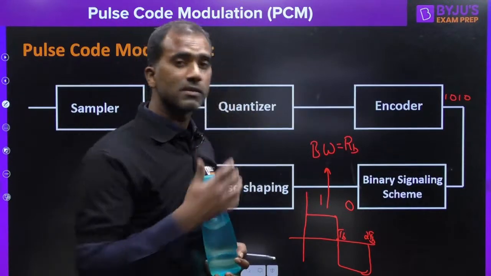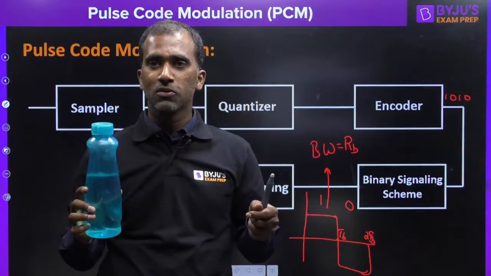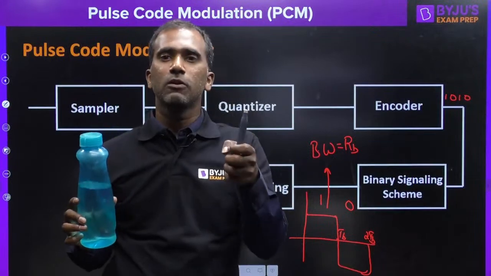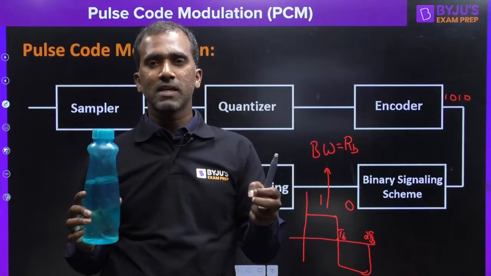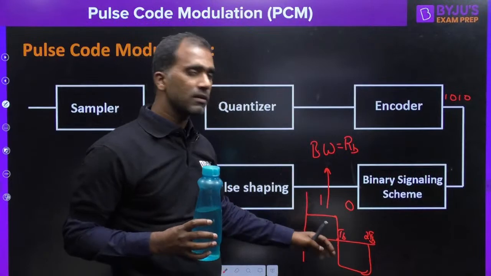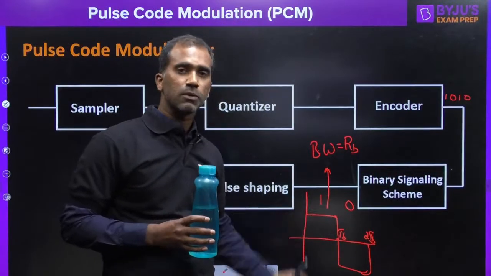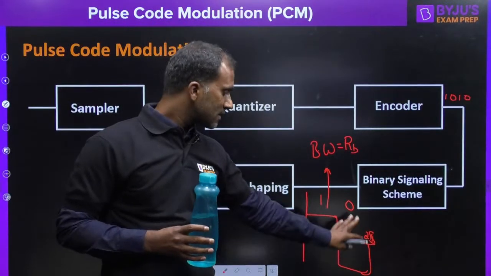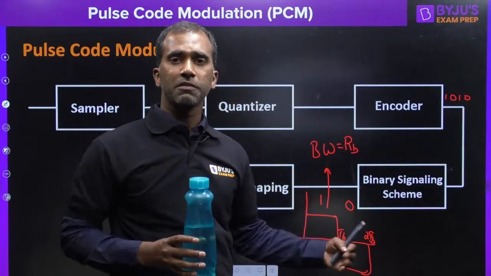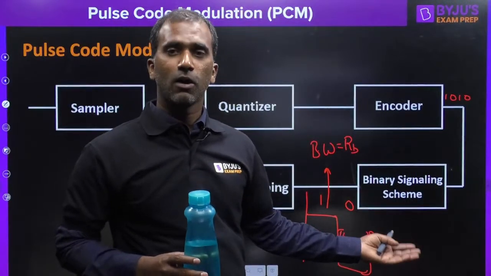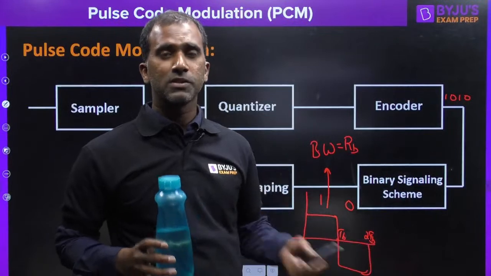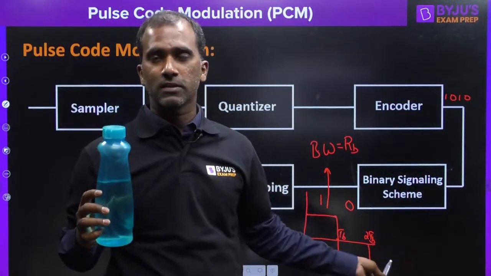Forget about rectangle pulses. If I send a bottle, or if I send a pen, there needs to be some understanding mechanism. What is the understanding mechanism here? Positive rectangle means 1, negative rectangle means 0. This is the technique that we use in non-return to zero. In return to zero, we use some other technique. In on-off, we use some other technique. You are using different things to represent 1 and 0 in different techniques.